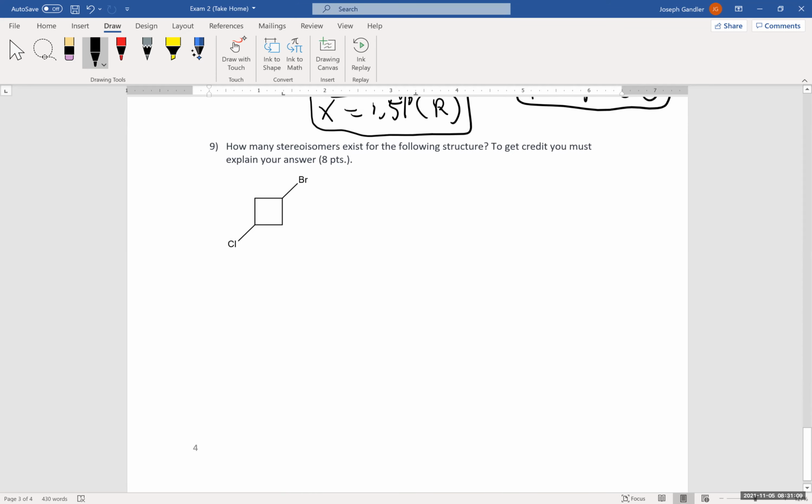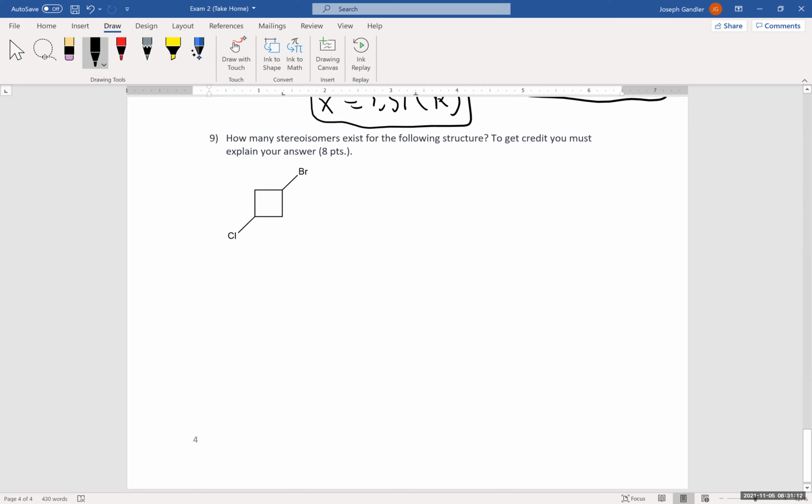Okay, so here, this one confused a lot of people. How many stereoisomers exist for the following structure? So we have 2 substituents, right? So we can have a cis isomer, and we can have a trans isomer, where one's up and one's down, right?